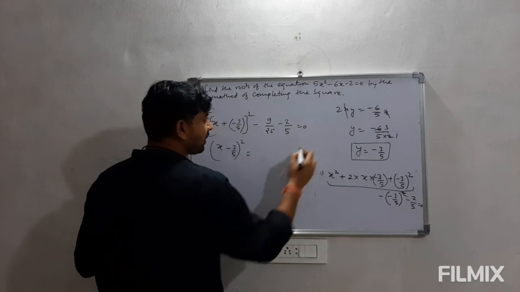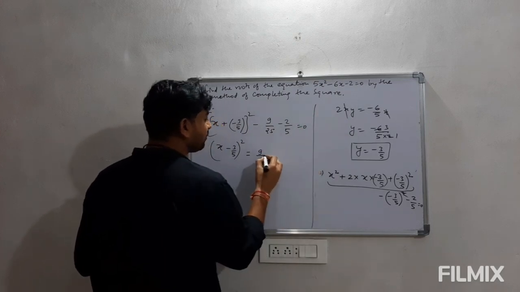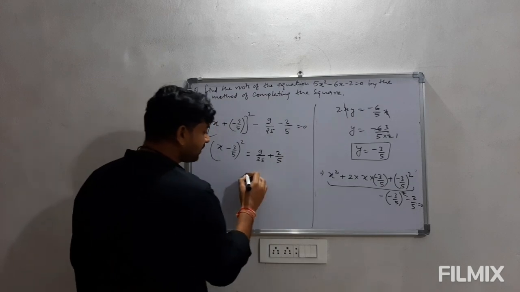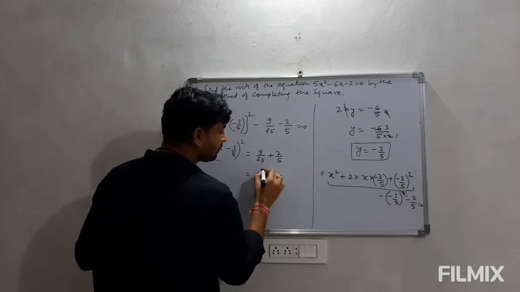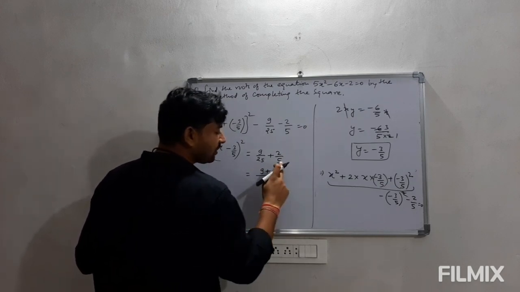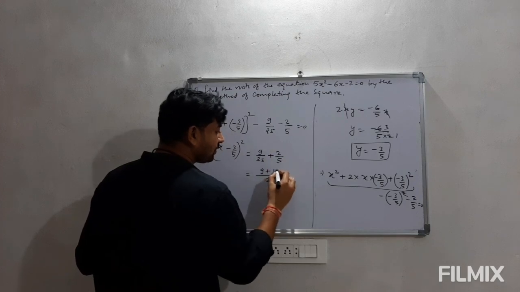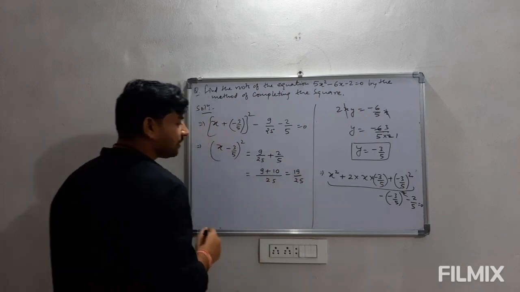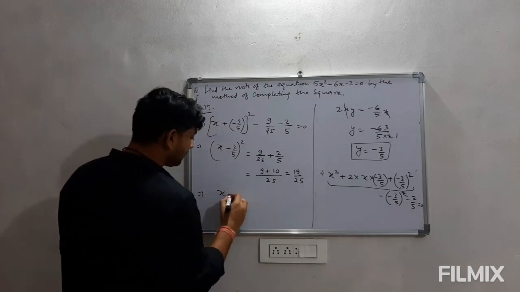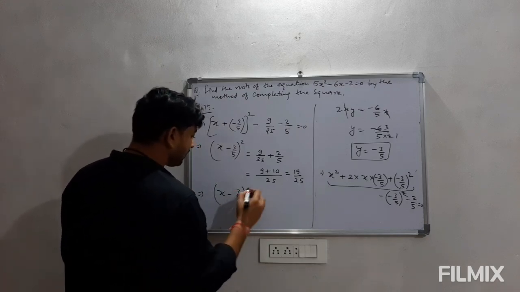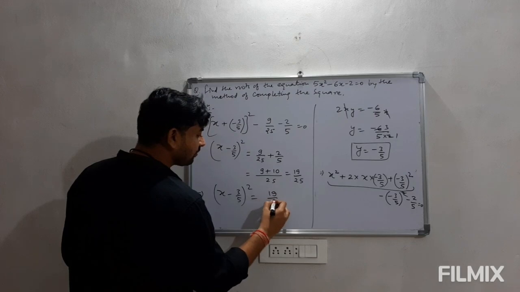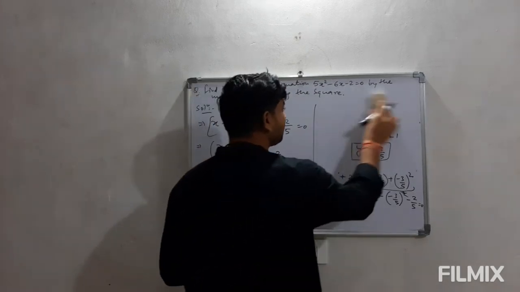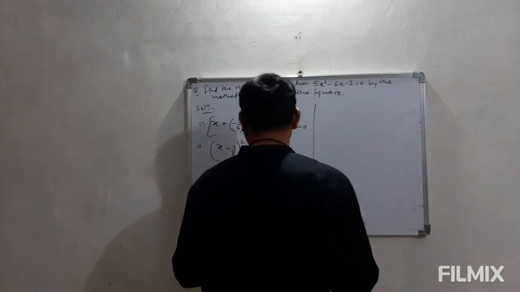Now we shift this to RHS. What we will get? 9 upon 25 plus 2 upon 5. Now we can take LCM here, it is 25. So this is coming out to be 9. Here we have to multiply with 5. So this will become 10. So finally we are getting 19 upon 25. So here x minus 3 upon 5 whole square is nothing but 19 upon 25. Now we need the value of x. So for that we have to take square root.